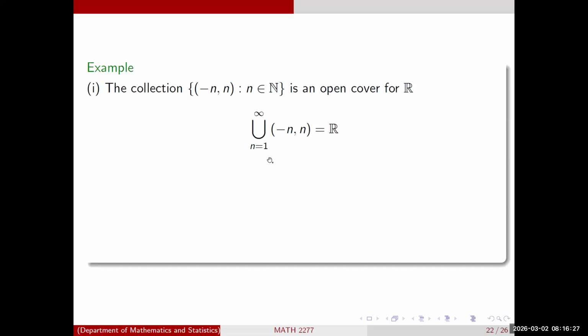So what are some examples of this? We could cover the real numbers with not just a cover but an open cover. For example, this collection of open intervals: minus n, n, where n ranges over all natural numbers. When n is equal to 1, I get the open interval minus 1, 1. When n is equal to 2, I get the open interval minus 2, 2. Then minus 3, 3, minus 4, 4, and so on. So all those open intervals.